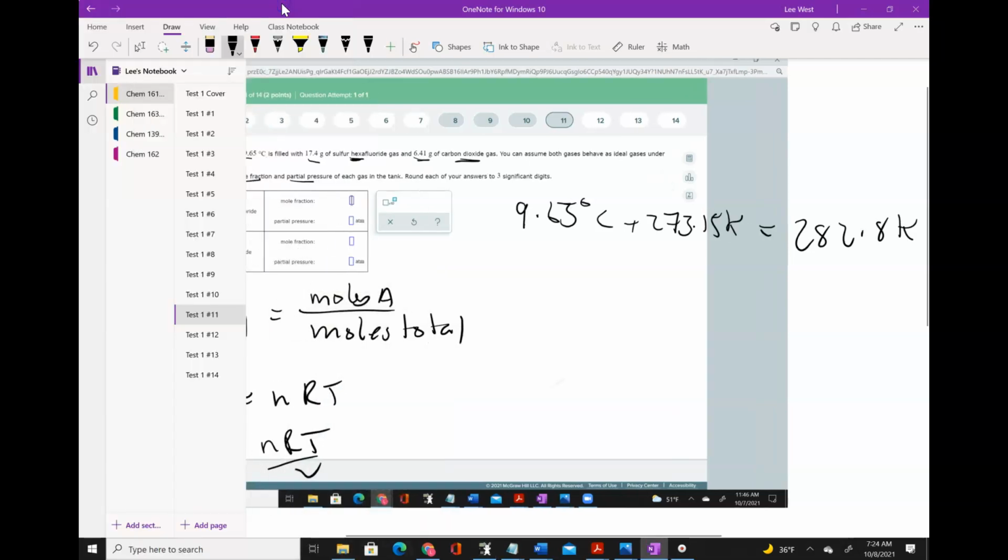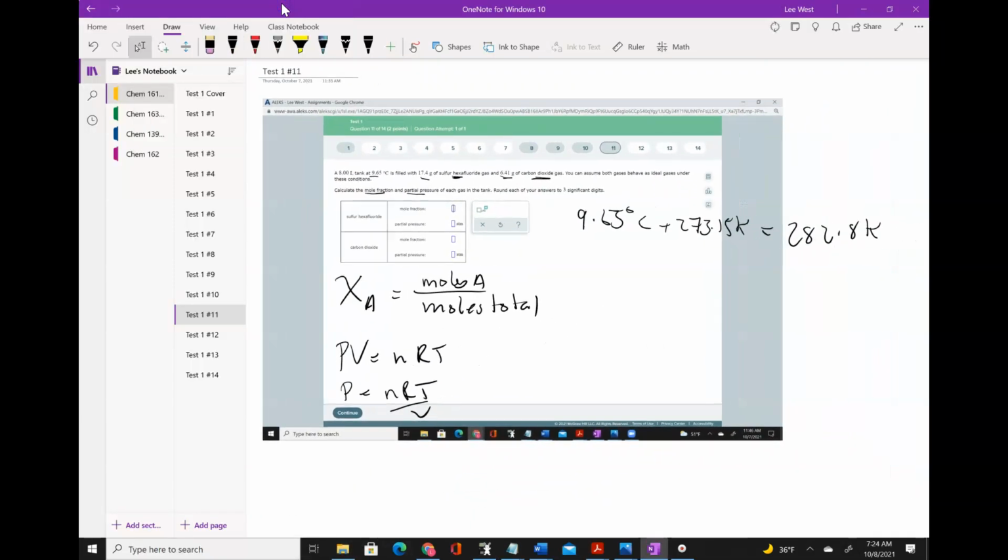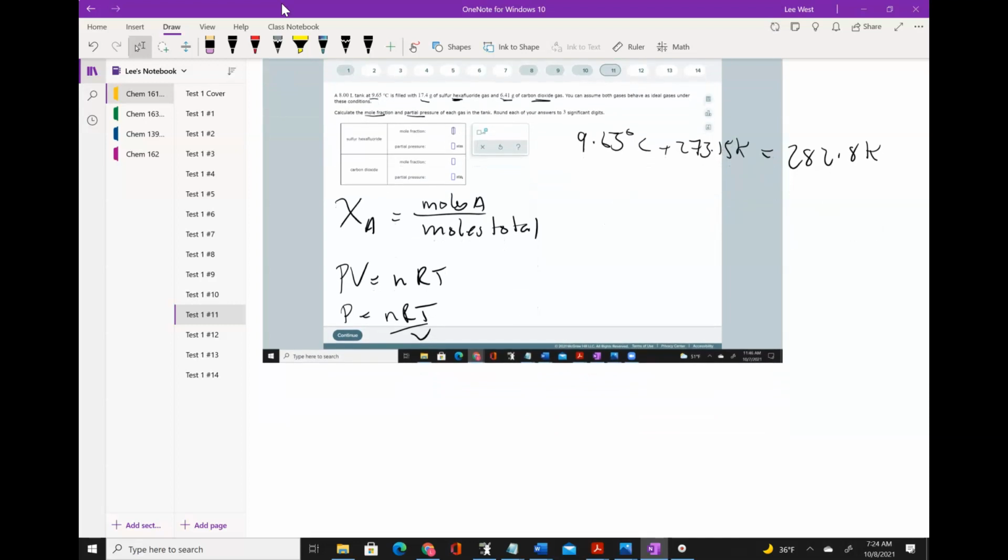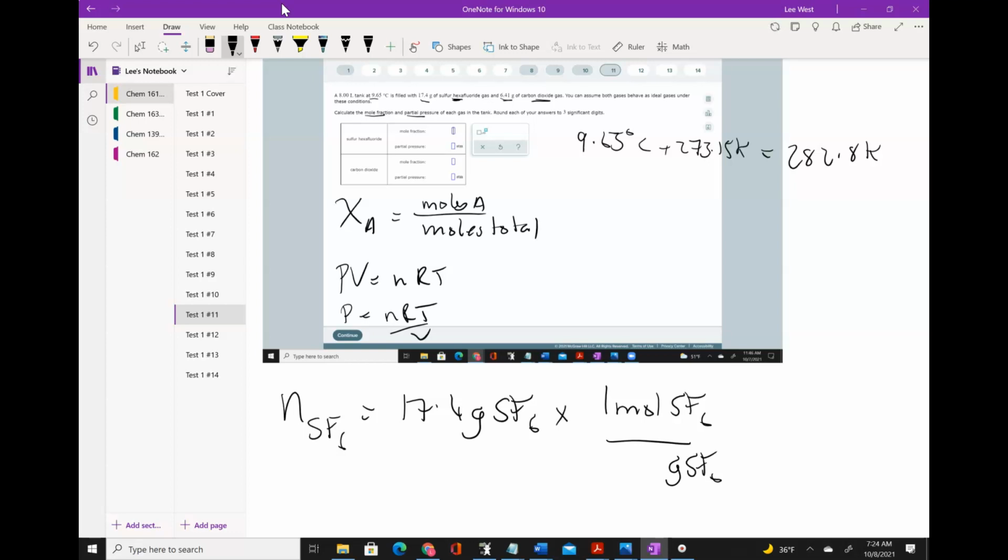Now we're going to go ahead and calculate the moles of each component. Make it really obvious and clear how you're doing that, because, again, even if you can't solve the problem, you'll get some partial credit for that one. So the number of moles of SF6, not SF4, right? So you want to be mindful of that. 17.4 grams of SF6 times 1 mole of SF6 has however many grams in it. We'll look that up in a moment. Moles, not grams. There we go. So we know we got that right.